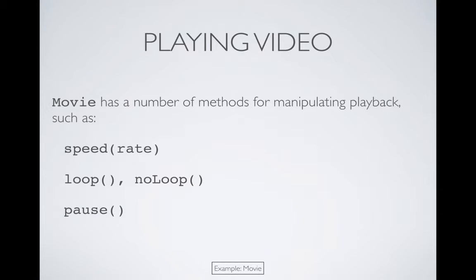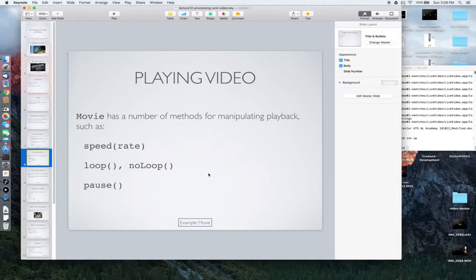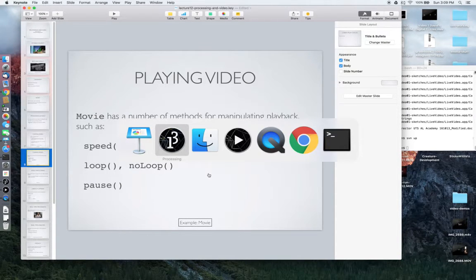And if you look at the documentation for movie, you will see that it has a number of different methods for manipulating playback. So you can change the speed that you play back the movie, play it back at double speed, half speed, things like that. You can also tell it whether to loop at the end of the movie file to go back to the beginning or not. And you can tell the movie to pause. So if you're in the middle of playing back a long movie and you want to pause playback, you can do that using the pause method.